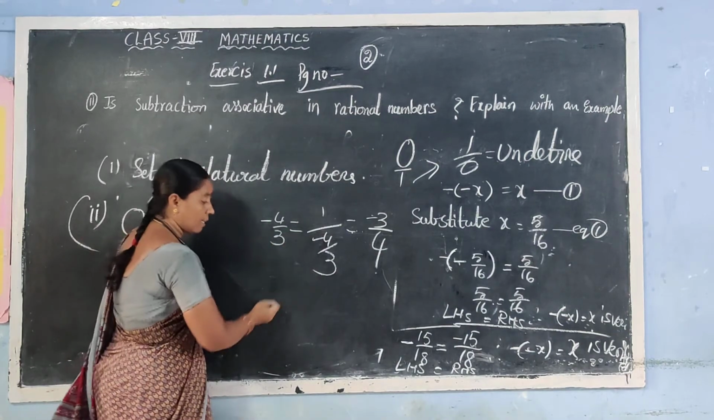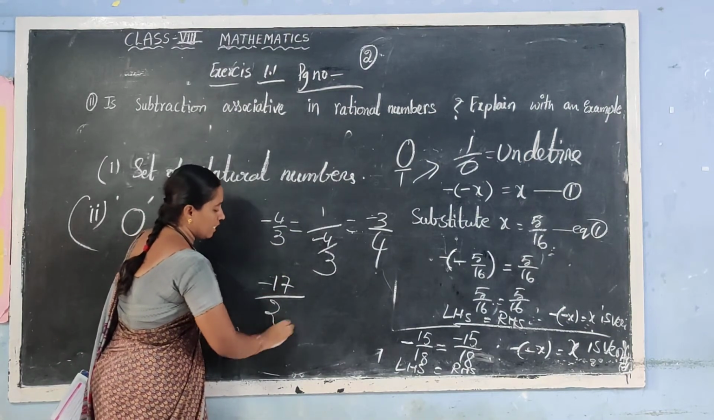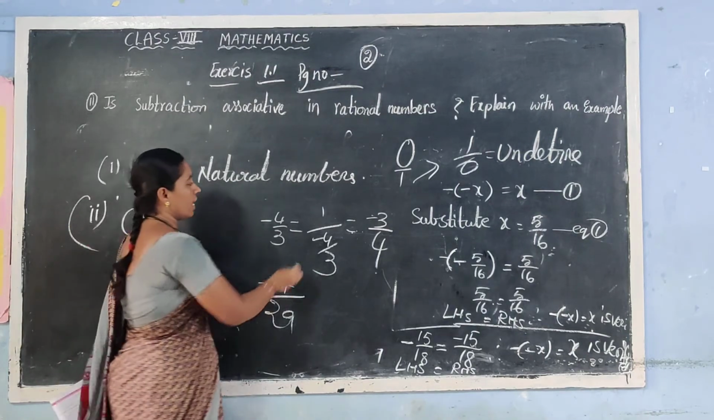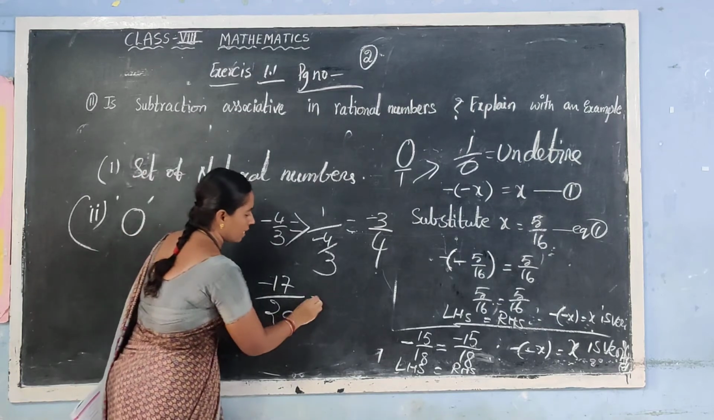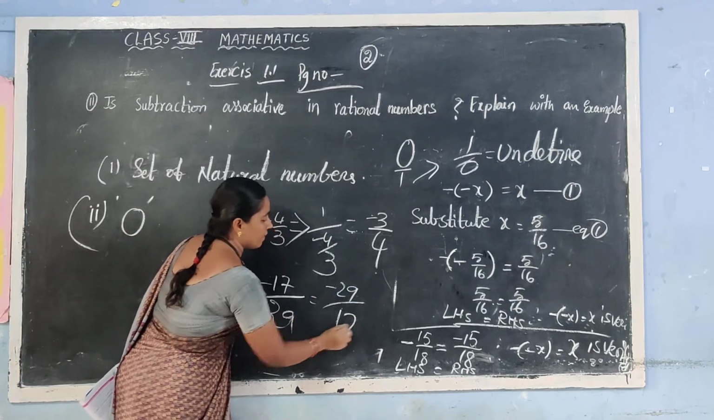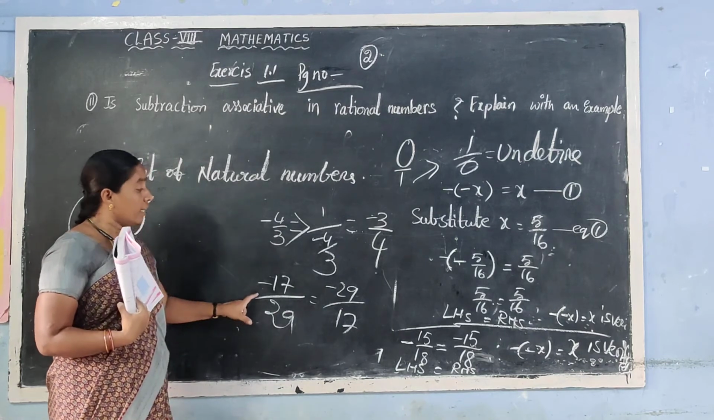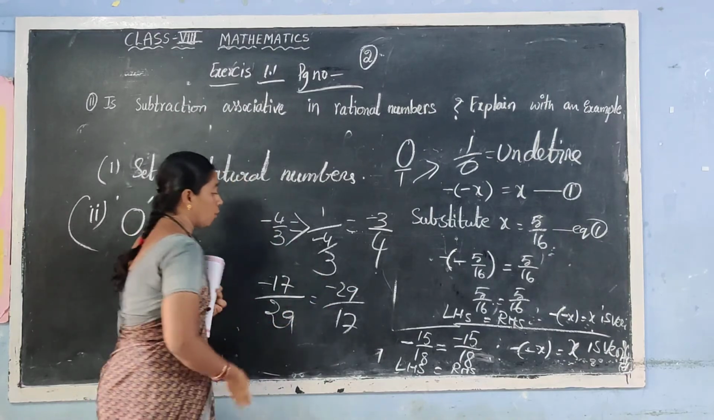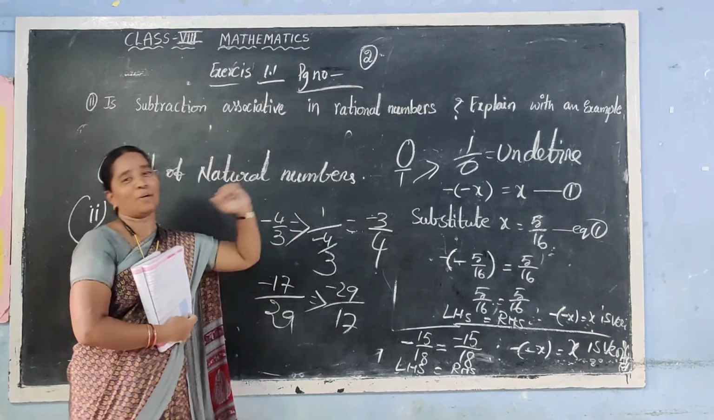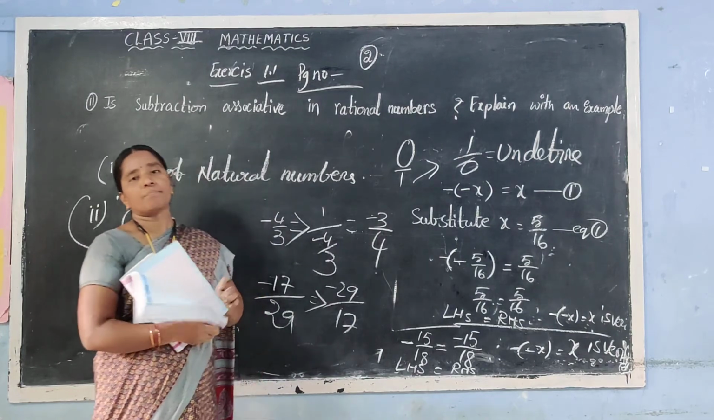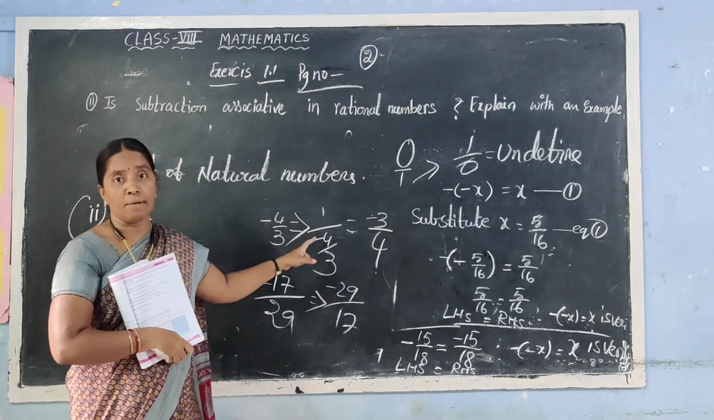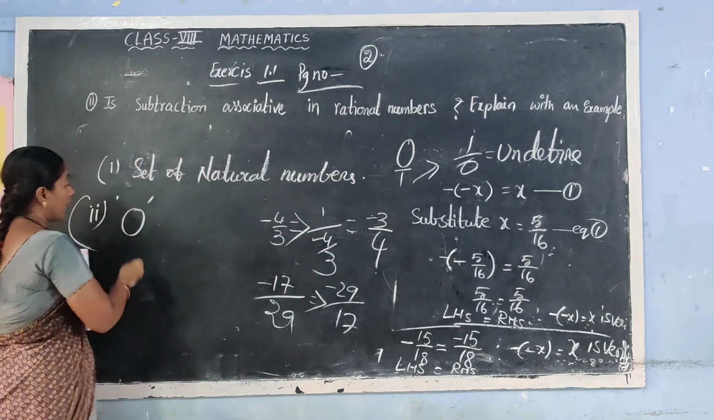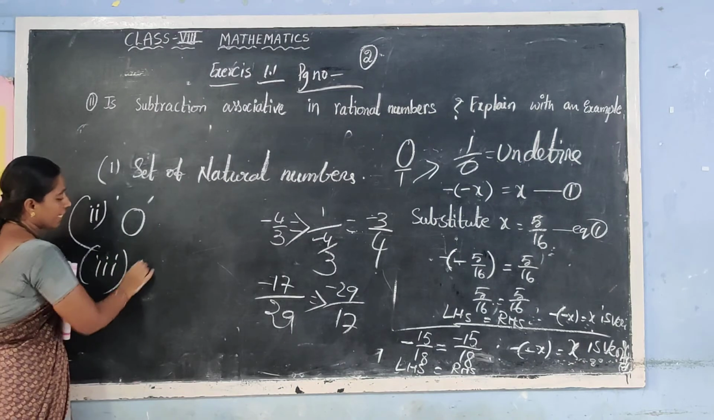Let us take another rational number, minus 17 by 29. Okay, minus 17 by 29. For this also the reciprocal is what, Nana? Minus 29 by 17. So, for every negative rational number, we will get a reciprocal. What reciprocal? Negative reciprocal only. Okay, for every negative rational number, we will get a negative reciprocal. So, what is our answer for the third one? Negative. Okay, Nana?